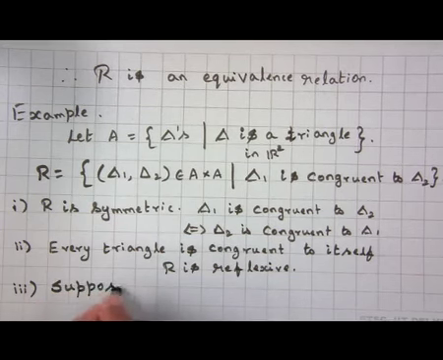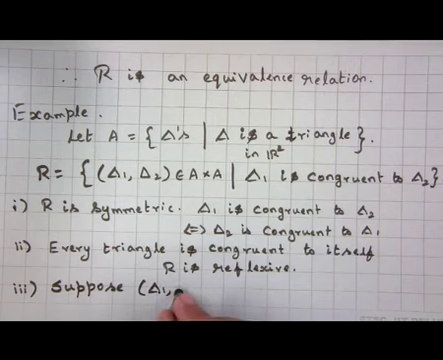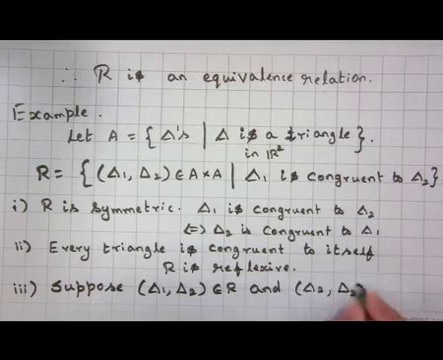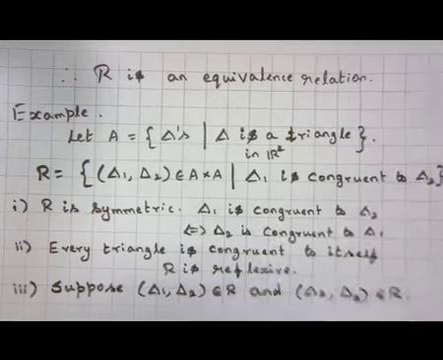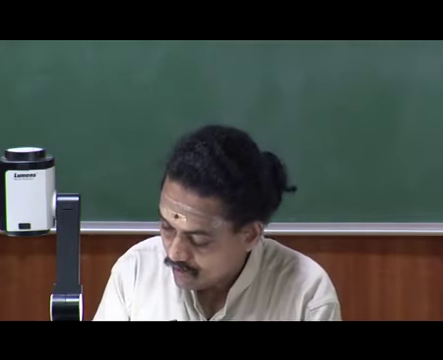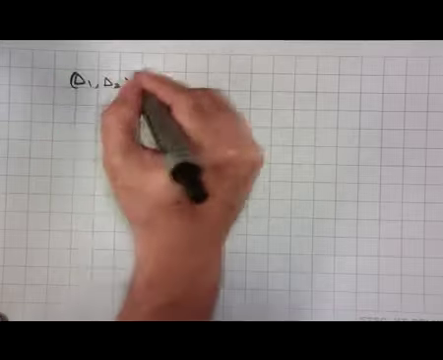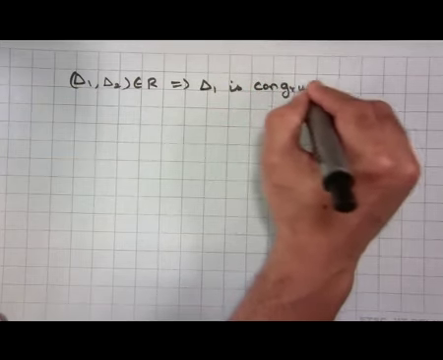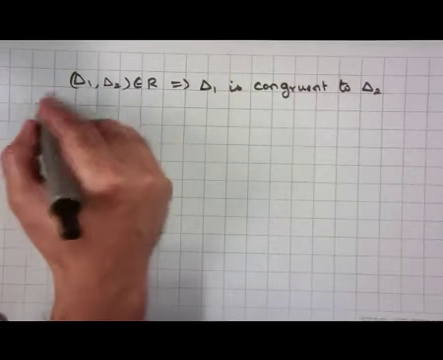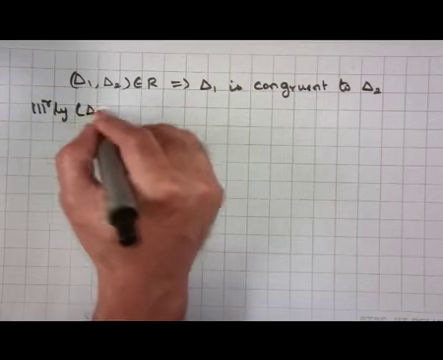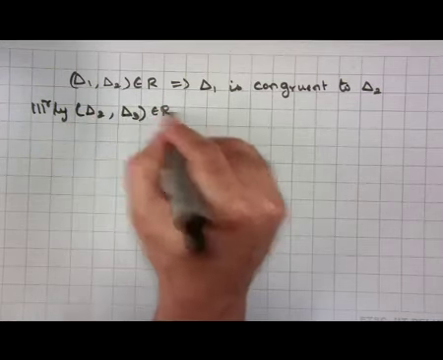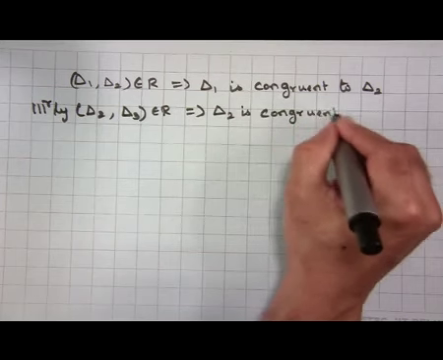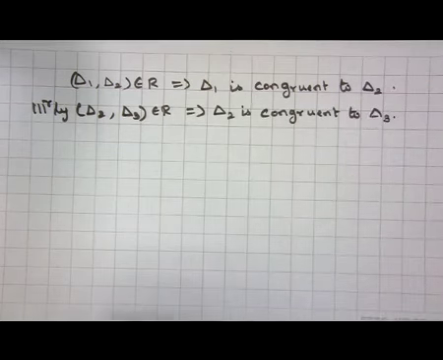Suppose delta 1 comma delta 2 belongs to R and delta 2 comma delta 3, this pair also is in R. What we will have to show is that delta 1 comma delta 3 belongs to R. So, delta 1 comma delta 2 belongs to R, that implies that delta 1 is congruent to delta 2. Similarly, delta 2 comma delta 3 belongs to R implies delta 2 is congruent to delta 3, right. We have these two.